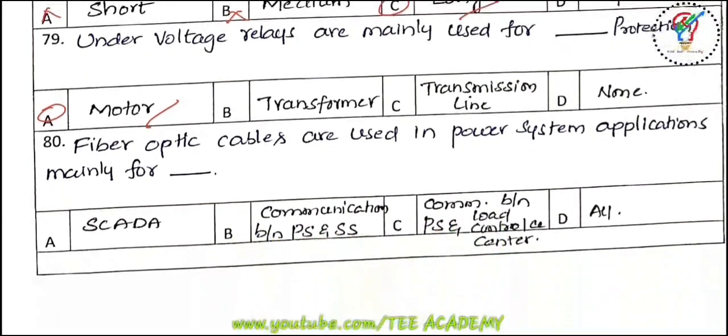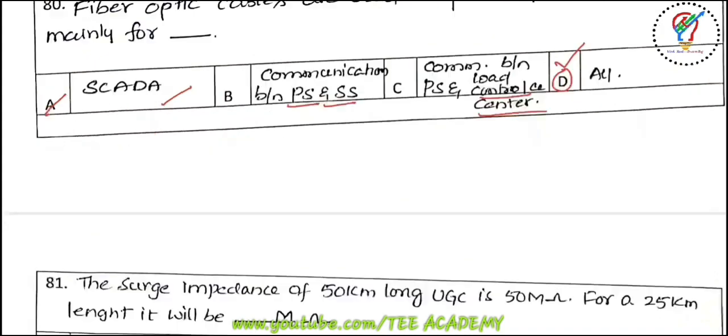Next one, fiber optic cables are used in power system applications mainly for, okay, so it is mainly used for SCADA system, communication between the power system and substation, communication between the power system and load control centers, D, all of the above. I will repeat the options here. A is SCADA, B is communication between the power system and substation, C is communication between the power system and load control center, and D is all. So the correct option is D.